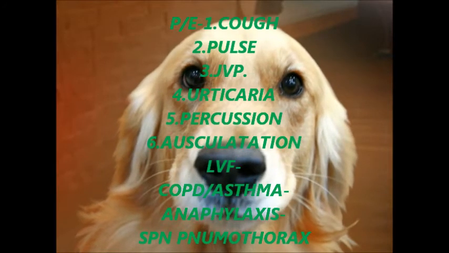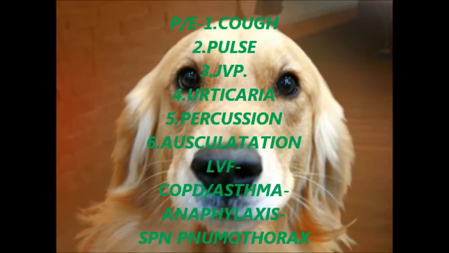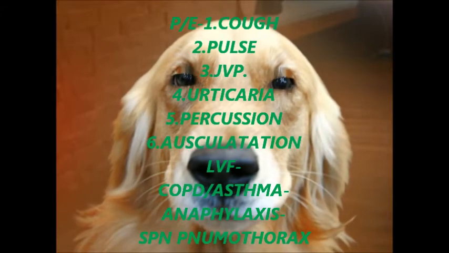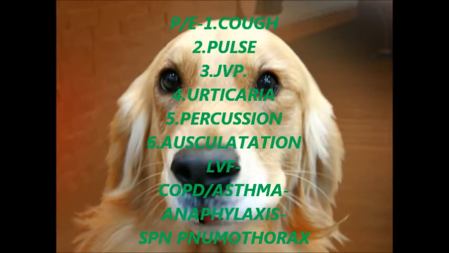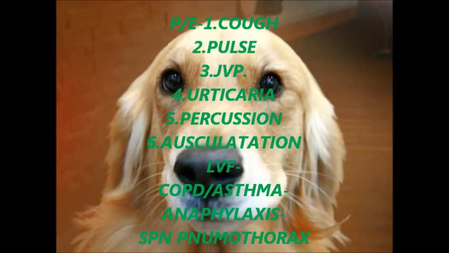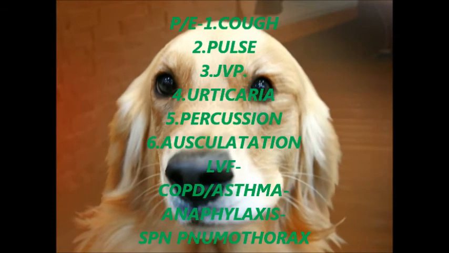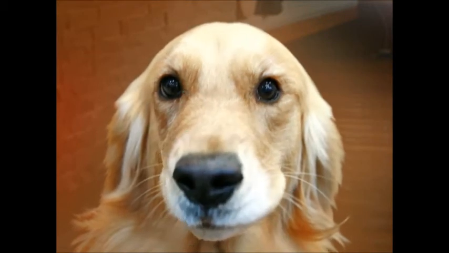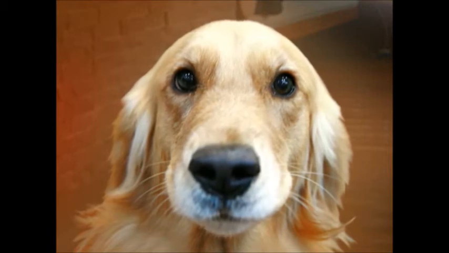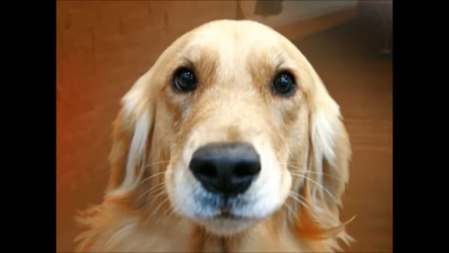Next we will see the JVP or jugular venous pressure, which is usually found to be raised in cardiac tamponade, left ventricular failure and right ventricular failure. Next comes the BP, which can be high in LVF, but not necessarily high in all cases of LVF. Next comes urticaria, which, if found positive, points our diagnosis towards anaphylaxis.